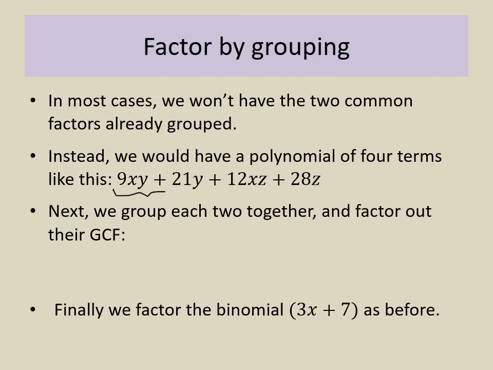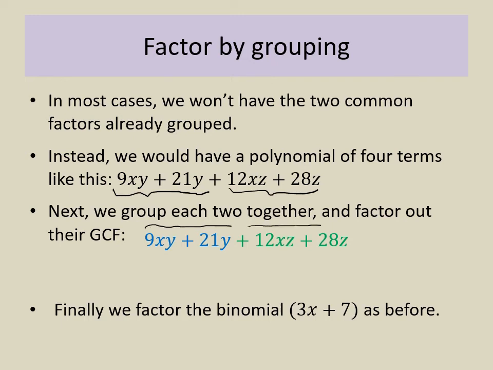So here are 2 terms. You are going to group these 2 together. You're going to consider those 2, and you're going to consider those 2 together. Okay, so I put them here in colors. So the 9xy plus 21y, I'm going to group them, and the positive 12xz plus 28z, I'm going to group them. Then what you do is from each group, you factor out the GCF, which we've learned earlier.